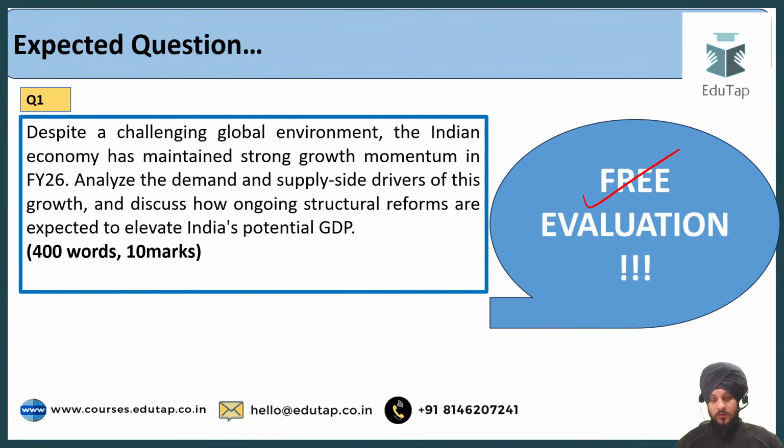Now let us go through the expected question for today, the answer of which we are going to discuss in this session based on the economic survey. Despite a challenging global environment, the Indian economy has maintained strong growth momentum in financial year 26. Analyze the demand and supply side factors of this growth and discuss how ongoing structural reforms are expected to elevate India's potential GDP. This is question number 1.